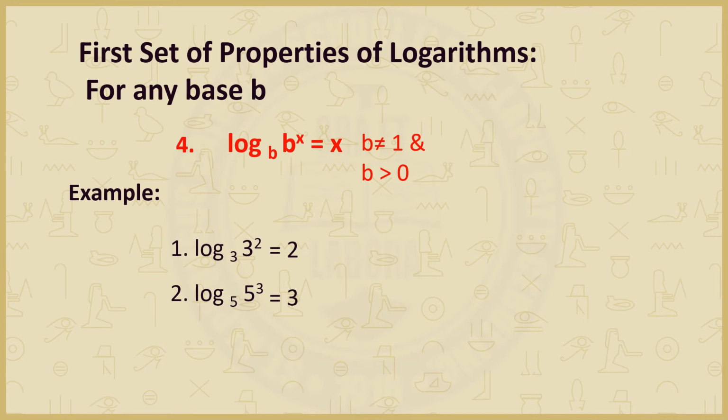Now, what do you think is the reason for this pattern? It is because when we transform this property to exponential form, it will become b raised to x is equal to b raised to x.